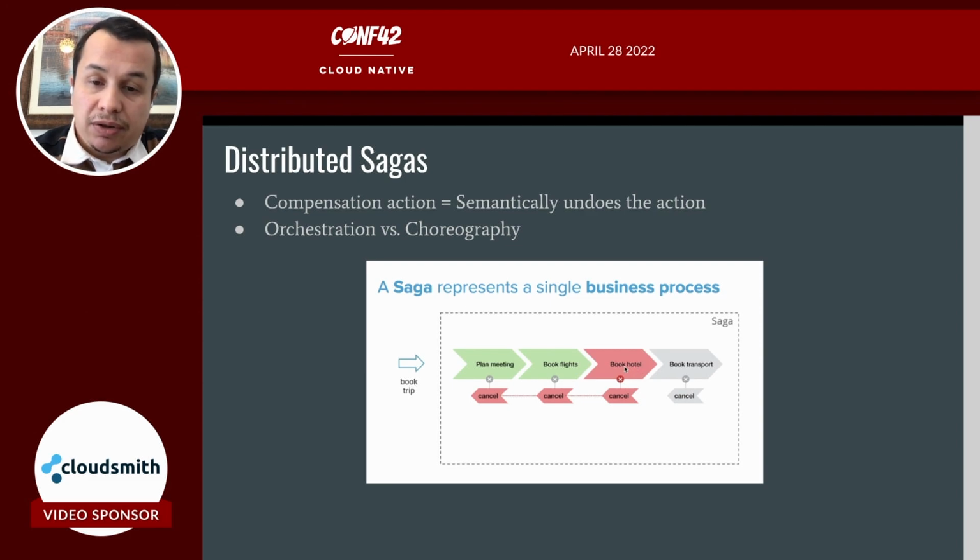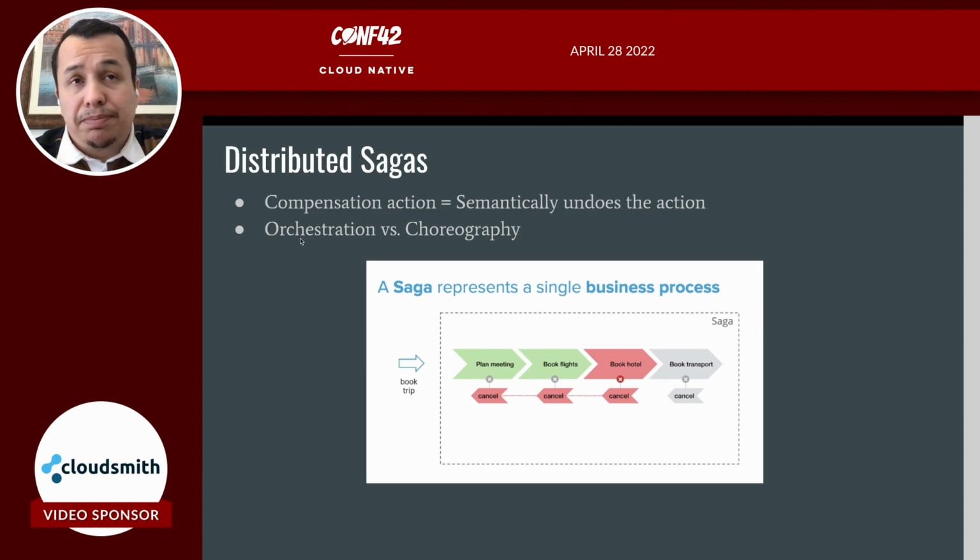So the hotel booking will cancel itself and then call the cancellation call of the book flights. So the flight booking will be canceled, and then the book flights will cancel the plan meeting by calling this compensation action. So this is the simple representation of the distributed sagas. We also need to mention two approaches.